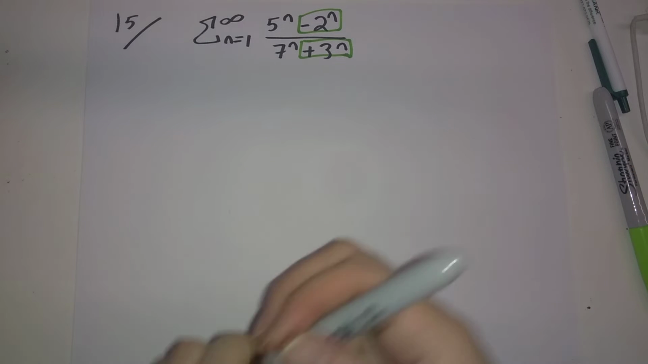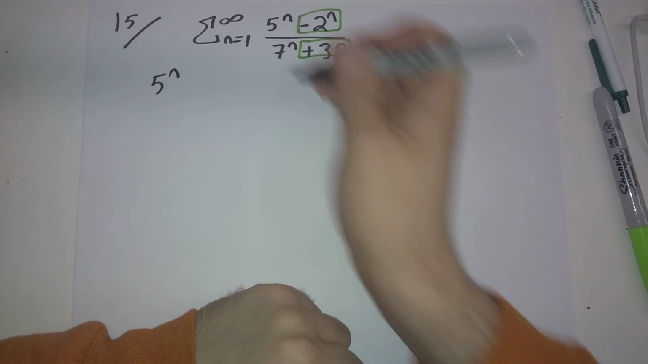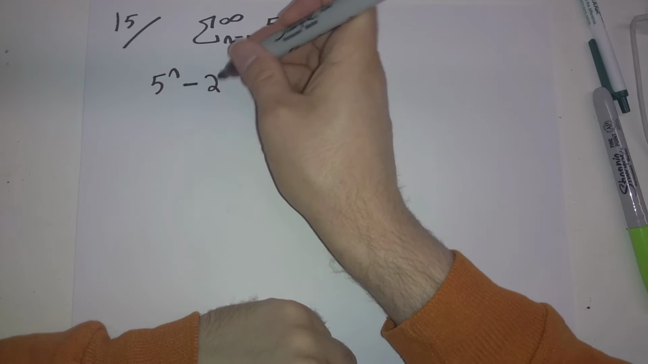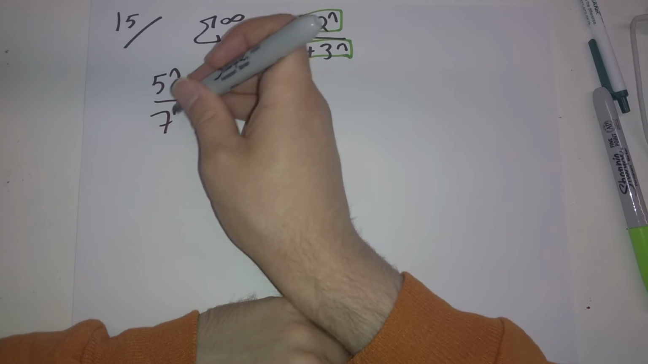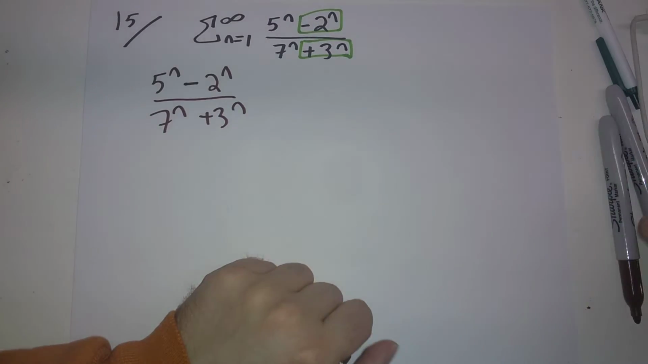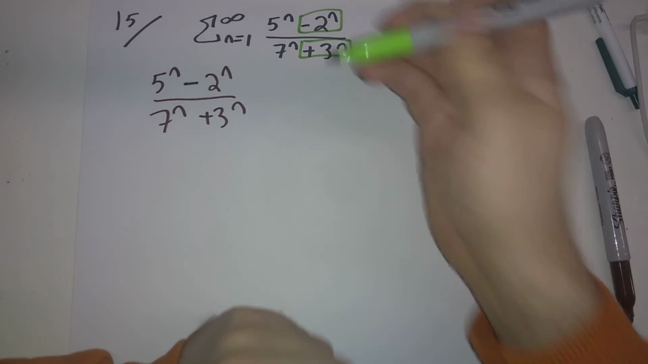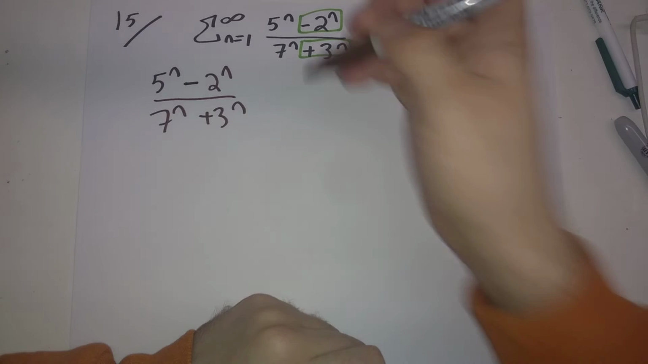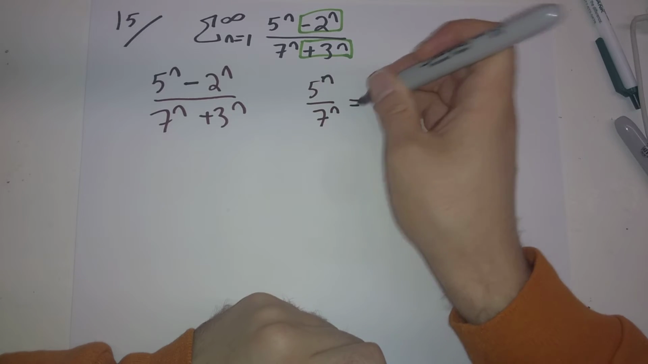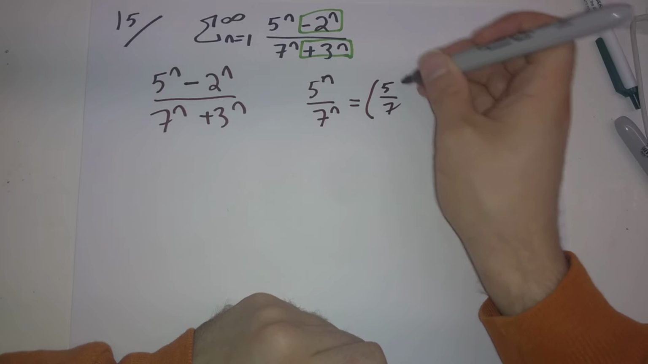So I'm going to compare the series whose terms are 5 to the n minus 2 to the n divided by 7 to the n plus 3 to the n with, let's drop off these terms. And so we have here 5 to the n divided by 7 to the n, which is 5/7 to the n.